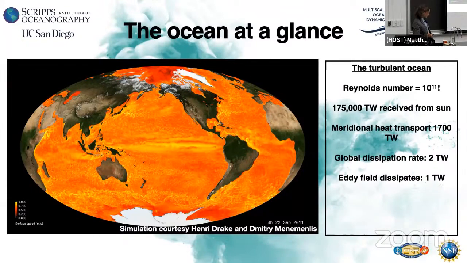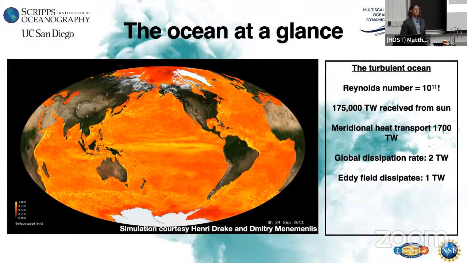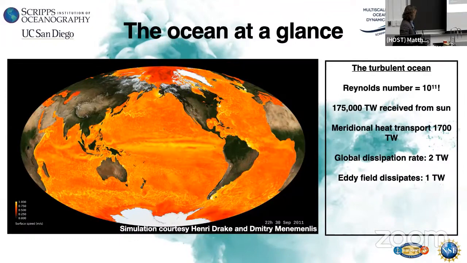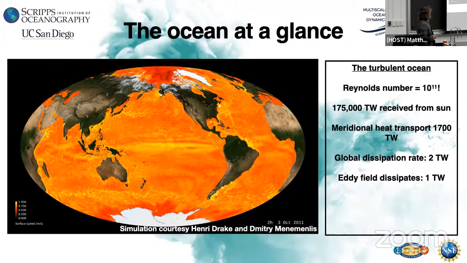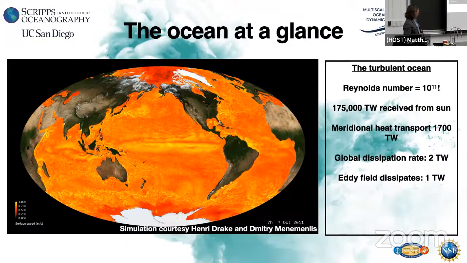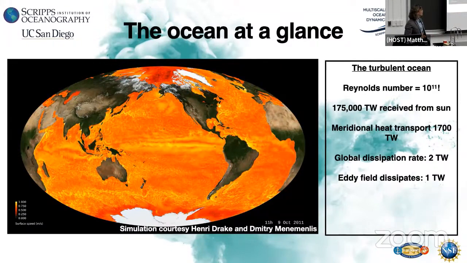Some of the people, I believe, are actually using this simulation. This is Dimitris Menemenlis's wonderful 2-kilometer simulation of the ocean. And what I'm plotting here is just the speed of the surface currents, right? And so you get a sense of the overall range of scales spanned by the ocean.